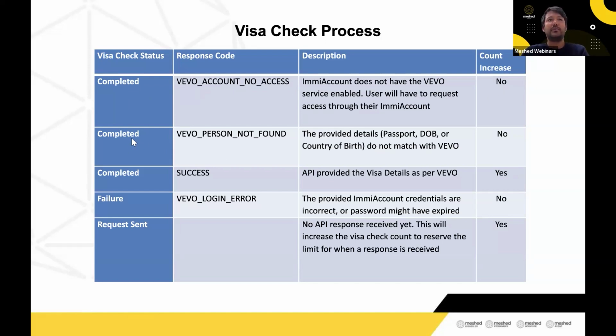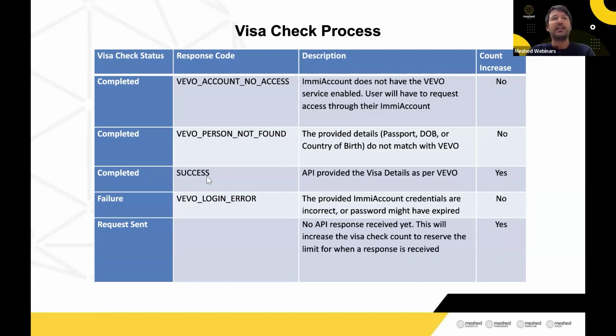If the status comes as completed and the response code says viewer person not found, that means there was no person matching the supplied information, which is the student's first name, last name, passport, date of birth, and country of birth. If this information doesn't match the viewer records, it will give back the response viewer person not found. In that case, your counter also remains the same, which means you're not charged for this request.